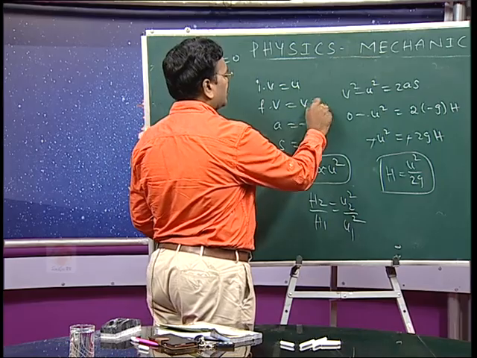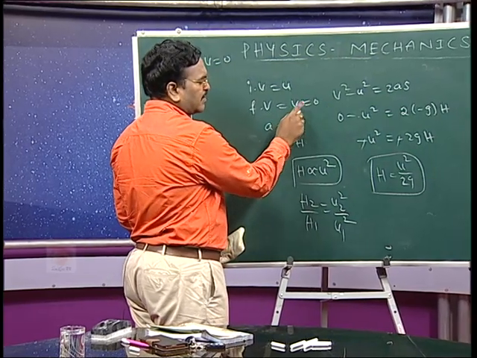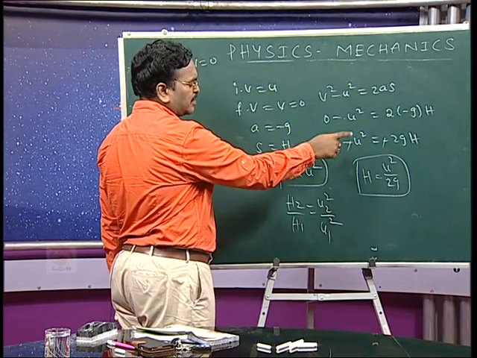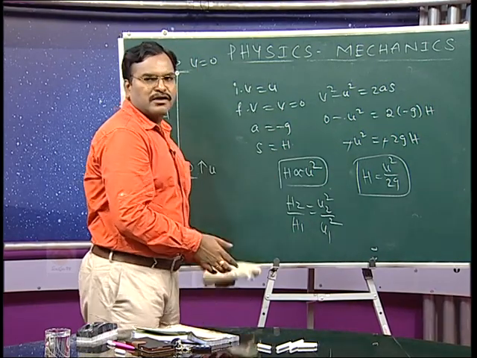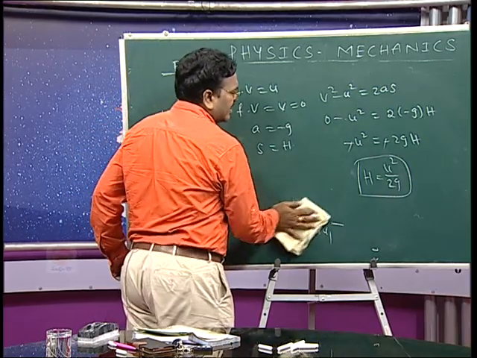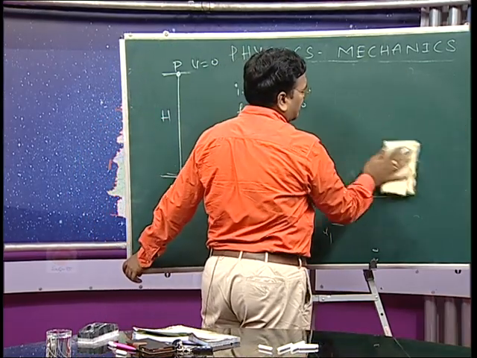Final velocity how much here? V is equal to 0. Now, acceleration is minus g. Displacement how much? H. So, h is equal to U square by 2g.